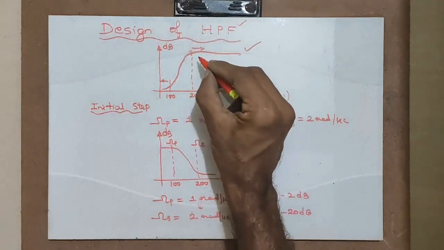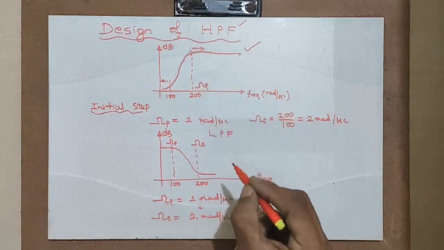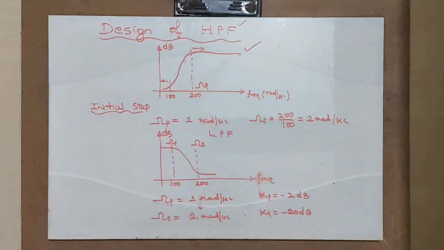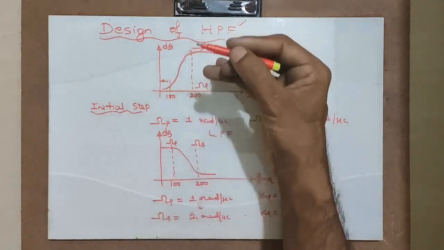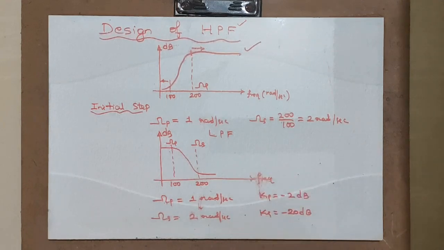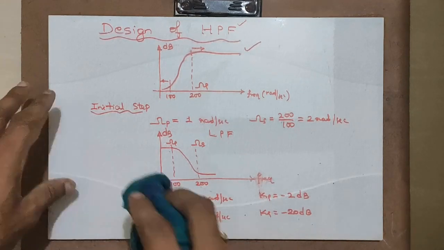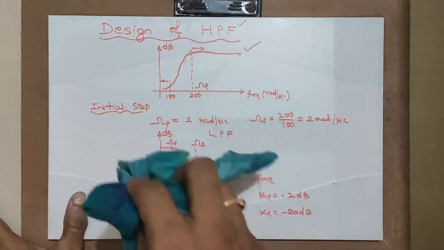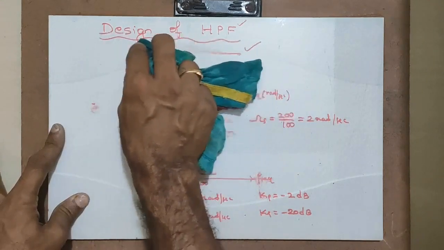The actual data given was passband 200 radians per second and stop band 100 radians per second for our high pass filter design. I transformed it into a low pass. This is the one initial step which you have to do. Hence we will go ahead with the low pass filter design now, because we have to design low pass only. As I told you, in frequency transformation you have to design low pass only, no change in that. But I will have an initial step like this.